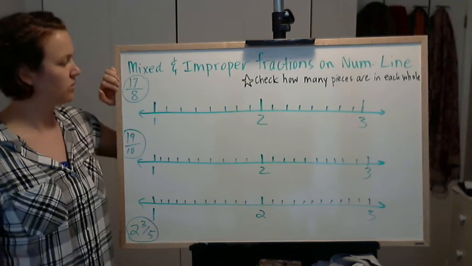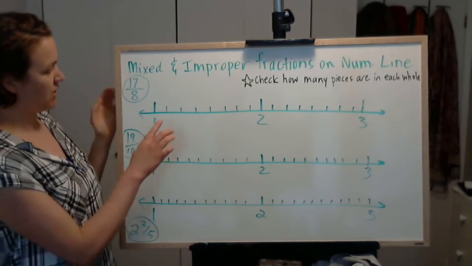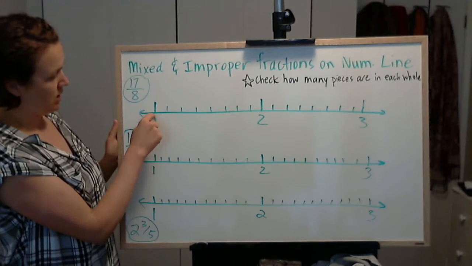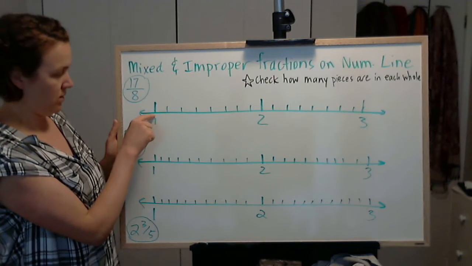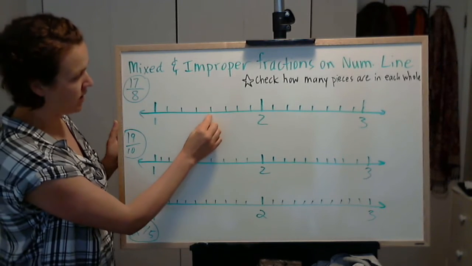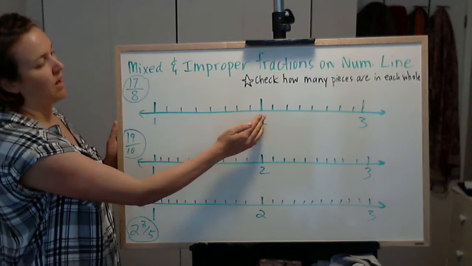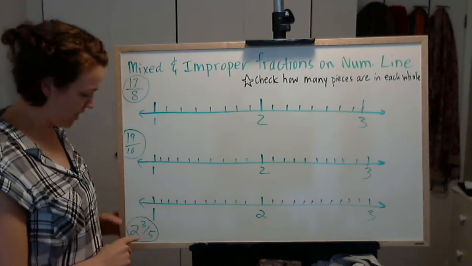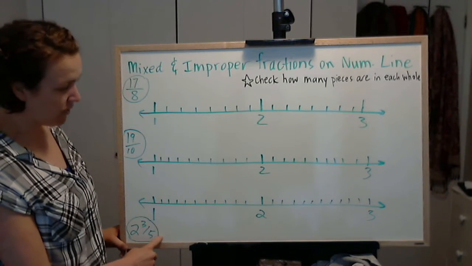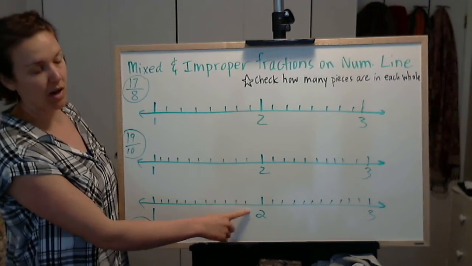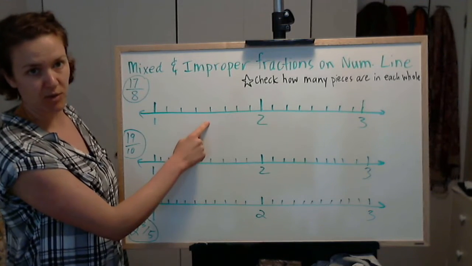17/8. So first, make sure that there are 8 spaces between each number. So here's 1. This would be 1 1/8, 2/8, 3/8, 4/8, 5, 6, 7, 8. And there are 8 spaces. Some of them are tricky, like this one. It's asking you for fifths, but there are 10 spaces between. So really be careful how many little dashes there are between each whole number.